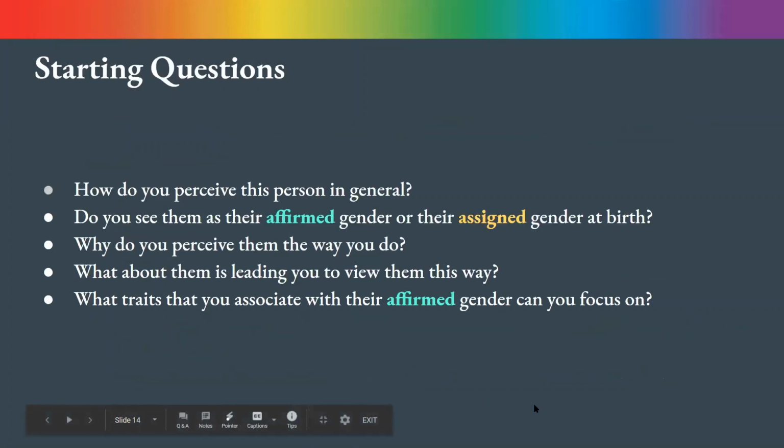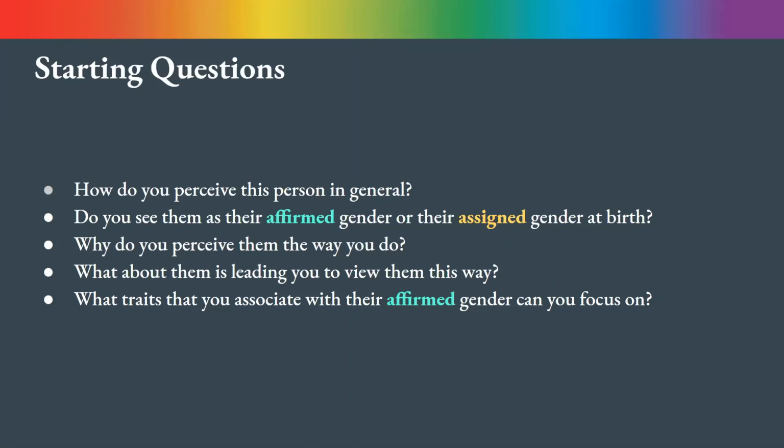So some starting questions, if you're messing up pronouns, and a great way to start helping you remember someone's pronouns, is: how do you perceive this person in general? And do you see them as their affirmed gender or their assigned gender at birth? Maybe a reason why you keep messing up is that you're seeing them as their assigned gender at birth, or what you think they should be assigned.